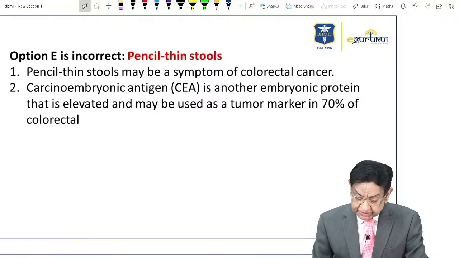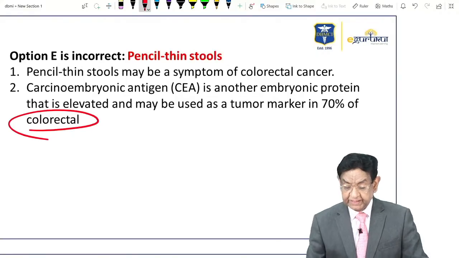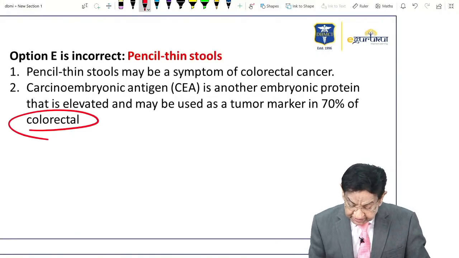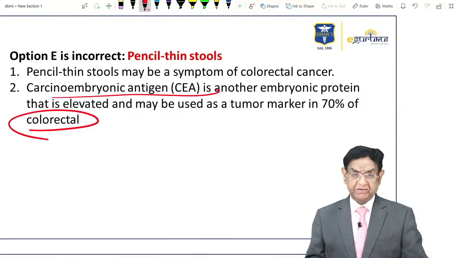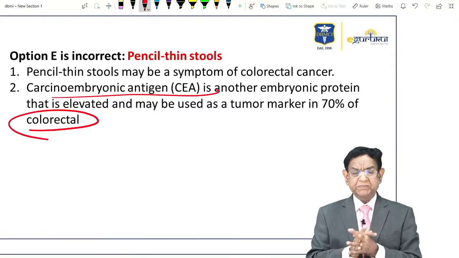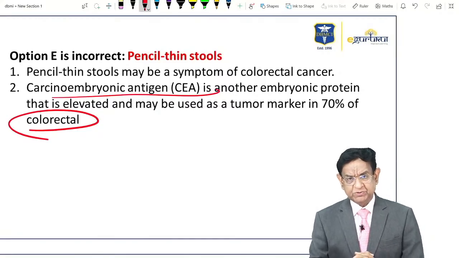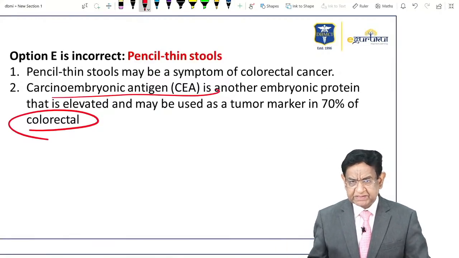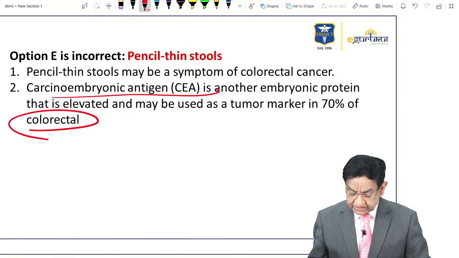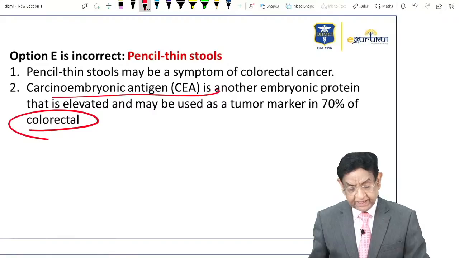Pencil thin stool tends to occur in colorectal cancer. Okay, in colorectal cancer, CEA, the carcinoembryonic antigen level, is increased. So friends, a beautiful question on pure oncology and regarding the tumor markers. So we can say every tumor has a different marker. So TRAP is different, bombesin is different, and the CEA is a different tumor marker, and of course no need to say TRAP is a feature of hairy cell leukemia.